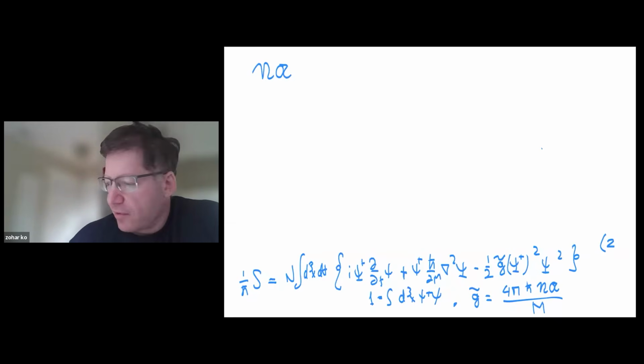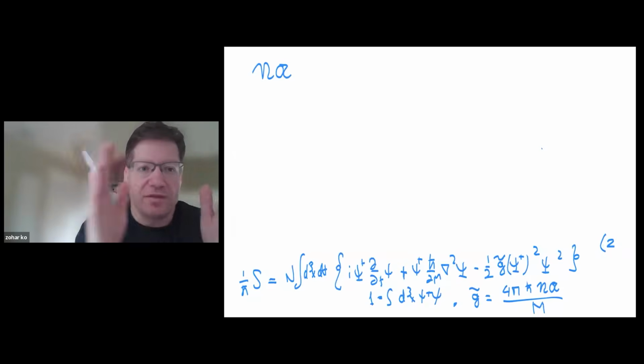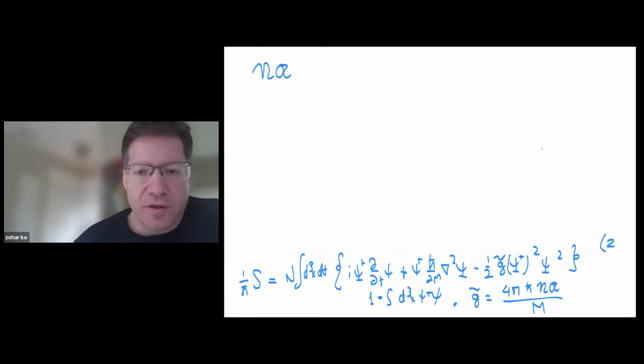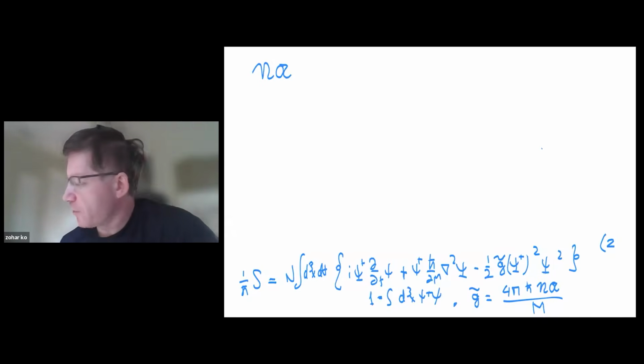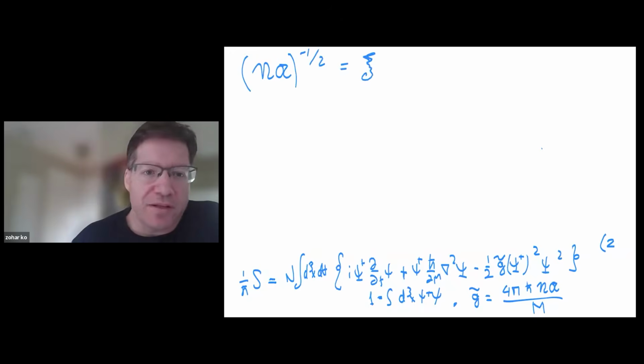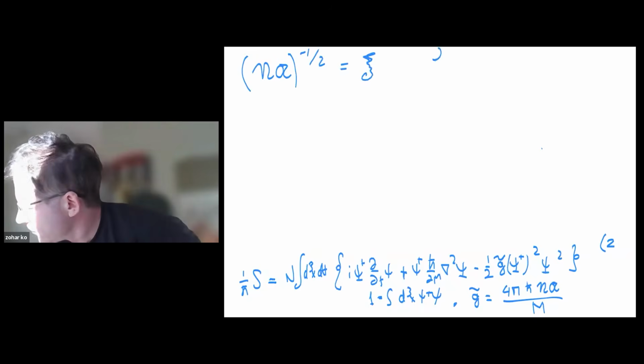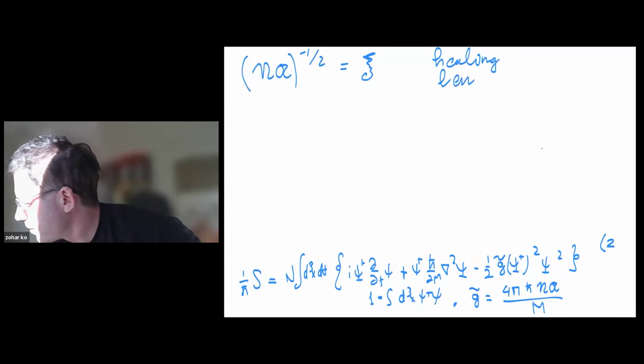So little n is the number of particles per unit volume. Little a is an interaction scale, so it's the size of the region into which the particles have to enter to feel each other. So therefore, this has dimensions of 1 over distance squared. And therefore, if we take the minus square root of that, we get an interesting scale in the problem. And that's a very important scale. It's called the healing length. That scale is called the healing size or the healing length.